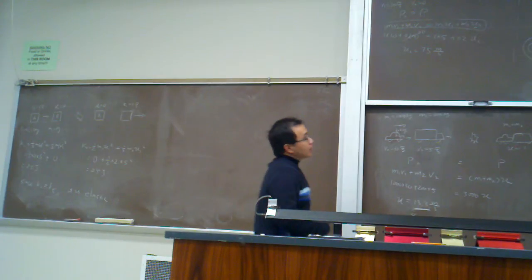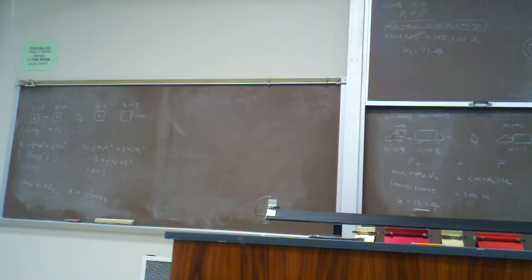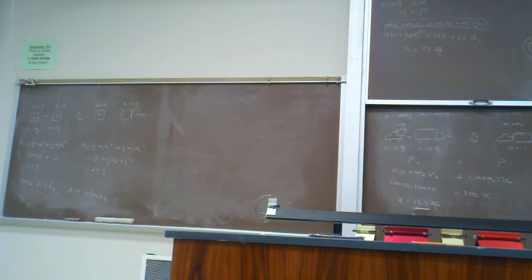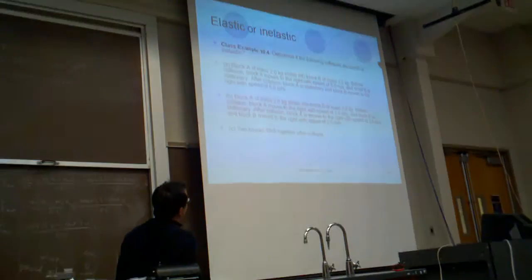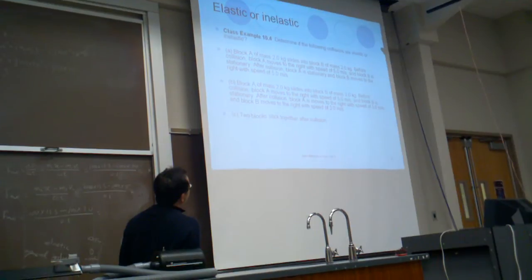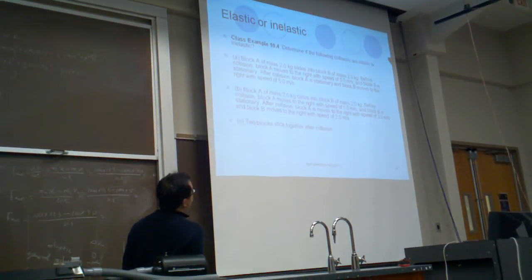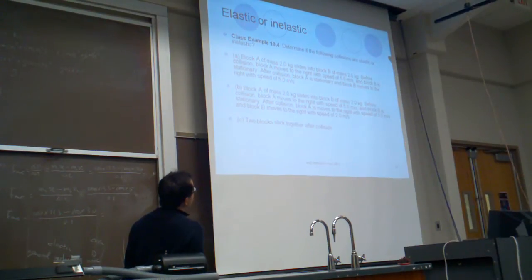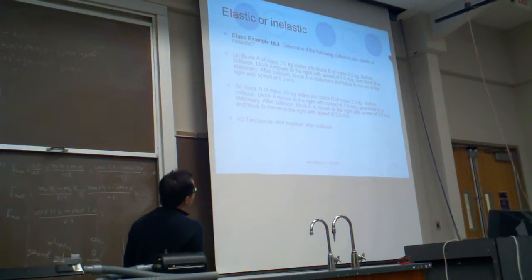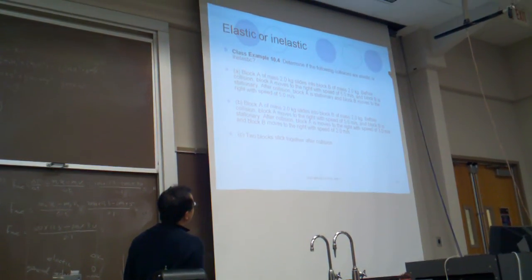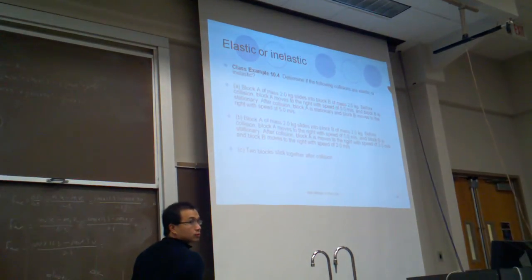Now let's look at another situation. Block A of mass 2 kg slides into block B of mass 2 kg. Before collision, A moves to the right with a speed of 5, B is stationary. After collision, A moves to the right with a speed of 3, and B moves to the right with a speed of 2.